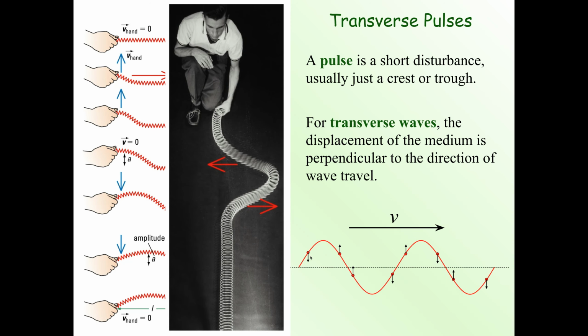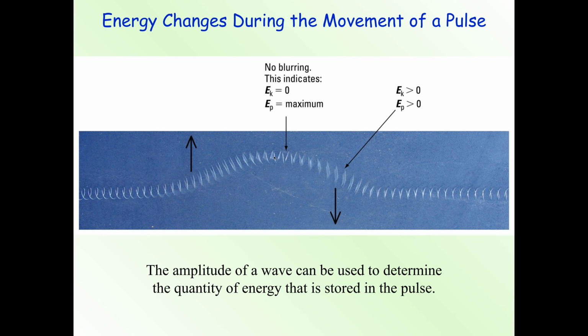Okay, energy changes during the movement of a pulse. Again, looking at a spring, our crest here indicates we have our maximum potential energy for our spring, and our EK is 0, and then it would move down. This is where we have both potential energy to go back to equilibrium, and there'd be some velocity energy pulling the spring back this way. So the amplitude of a wave can be used to determine the quantity of energy that is stored in the pulse.